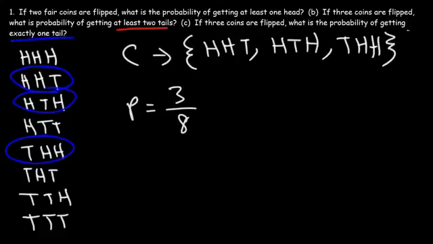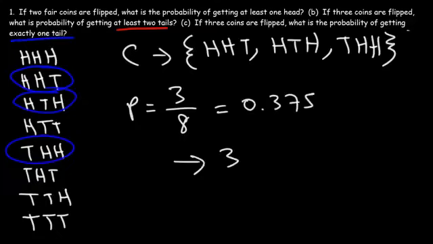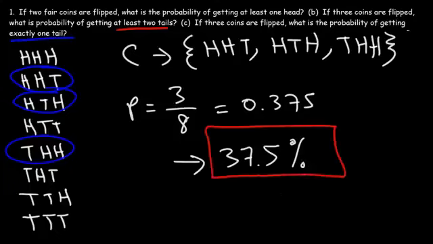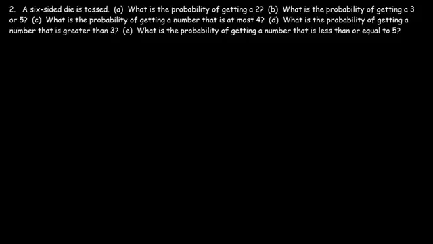3 divided by 8 as a decimal is 0.375. And if we multiply that by 100, that means that there's a 37.5% chance of getting exactly 1 tail if 3 coins are flipped. So those are some simple examples of how you can calculate the probability of an event occurring. Now let's move on to our second problem.